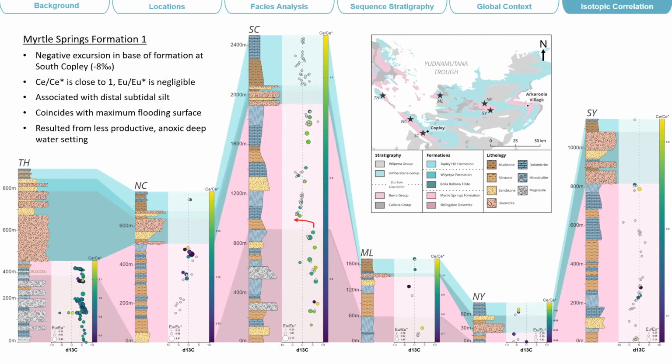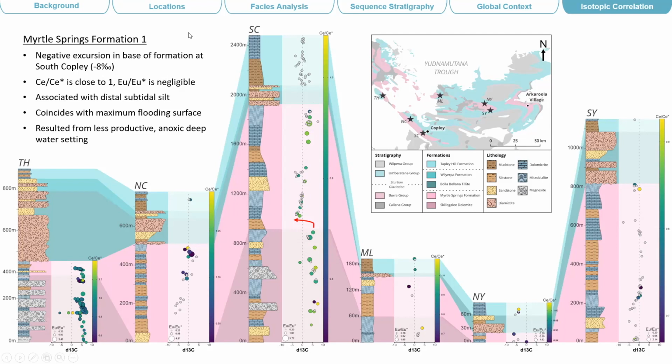There's quite a few in the Myrtle Springs. So we have this first one in the base of the Myrtle Springs, just here. And that's in the South Copley section, and it's by 8 per mil. You'll notice the cerium is a little bit larger in this one. So it's a lot closer to 1 based on the color. So it's more up here. So it's negligible. And that probably means that it's less oxic. It's more of an anoxic signature. Again, europium negligible. Just as a little disclaimer, europium doesn't show much for any of these. So I might as well just stop talking about it.